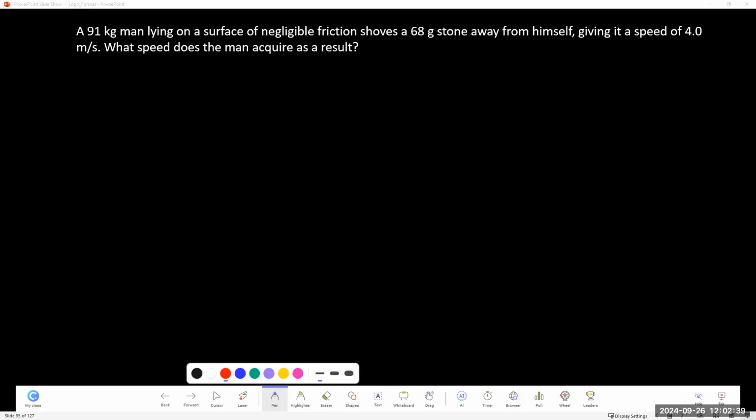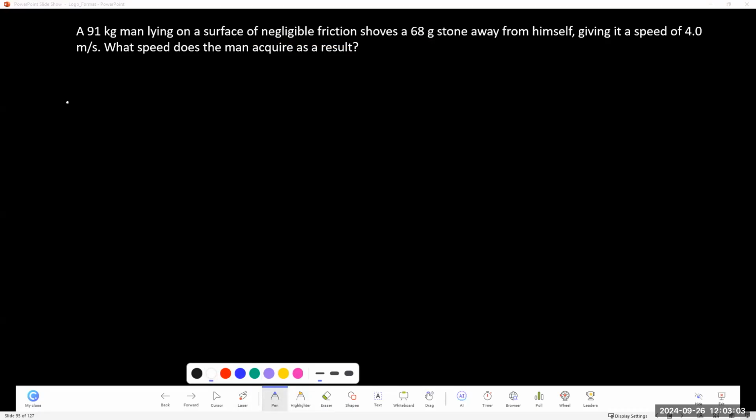In this example, a 91 kilogram man laying on a surface with negligible friction shoves a 60-gram stone away from himself, giving it a speed of 44 meters per second. What is the speed the man acquired as a result? So really, what's happened?